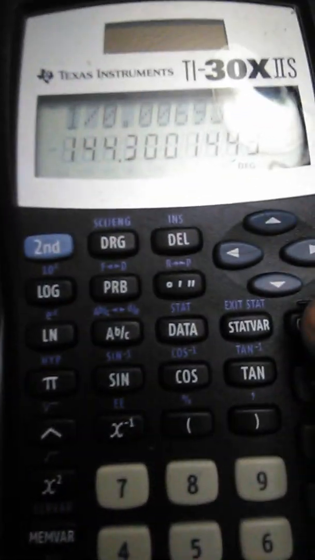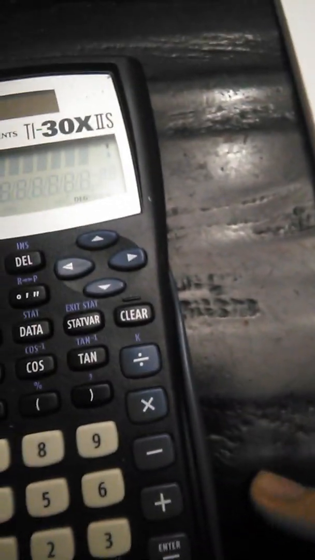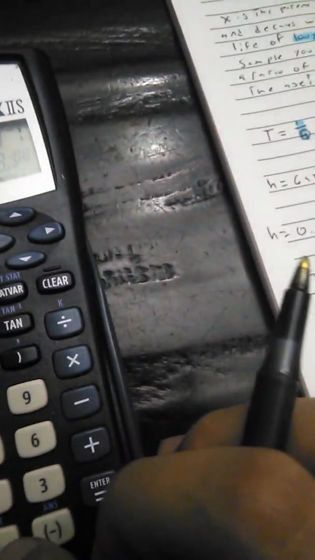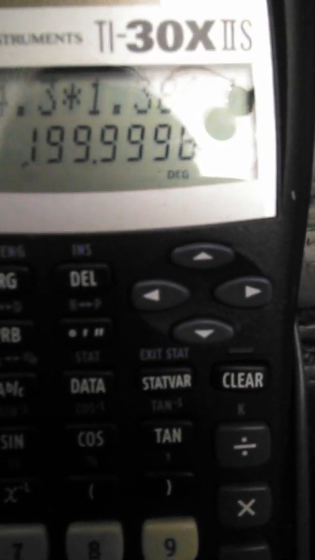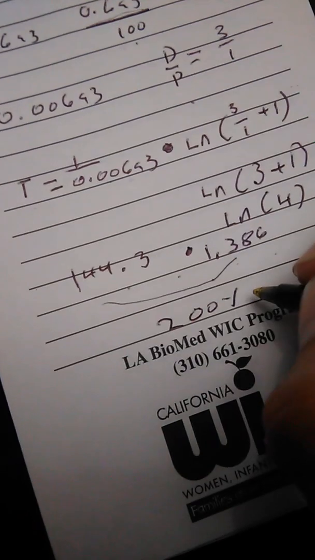So go back on your calculator. You put 144.3 times, what was the other number? 1.386. You equal it and look at that. That's your answer: 199.9998. In other words, 200 years. That's what t equals. The age of whatever you were trying to find is actually just 200 years.